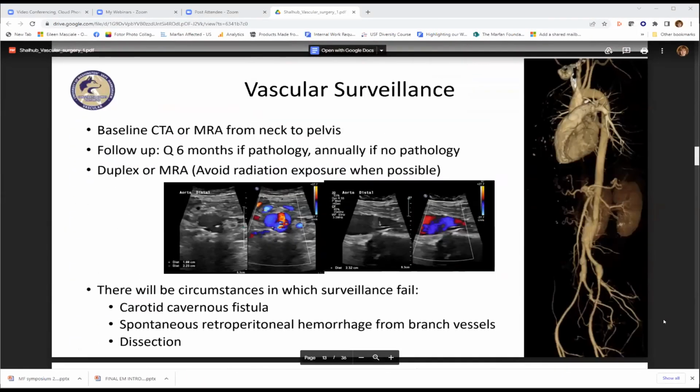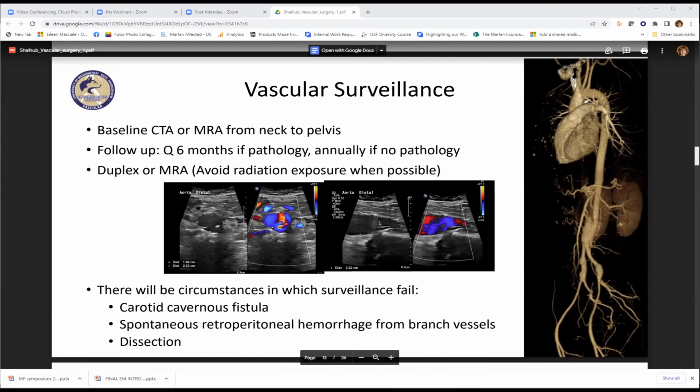Next slide. I do follow people with vascular surveillance. You heard about that from Dr. Young, who talked about the surveillance for the aortic root. Similarly, for the rest of the vasculature, I like to get a baseline CT scan or MRI from the neck to the pelvis the first time I meet somebody. And then if there's pathology present, I'll repeat it every 6 months, usually with duplex. This is ultrasound or MRI because we're trying to avoid radiation exposure when we can. And if we are planning on an operation, then my preference would be a CT scan in that circumstance.